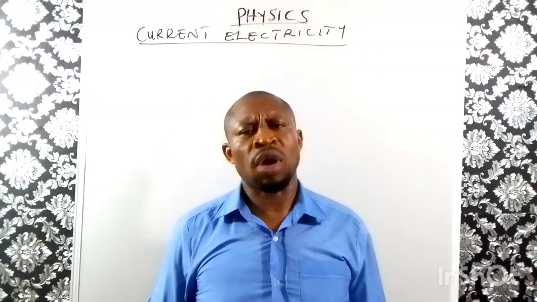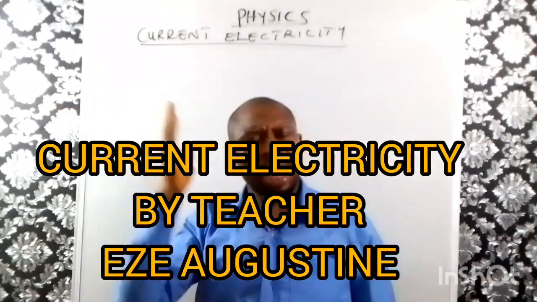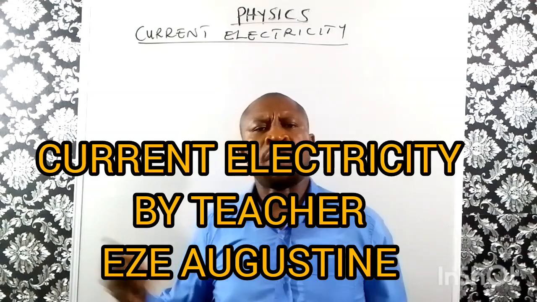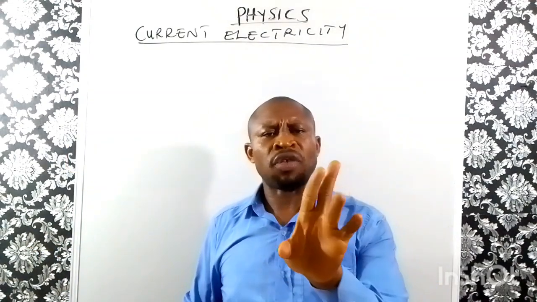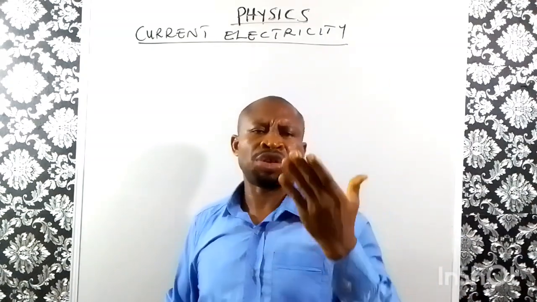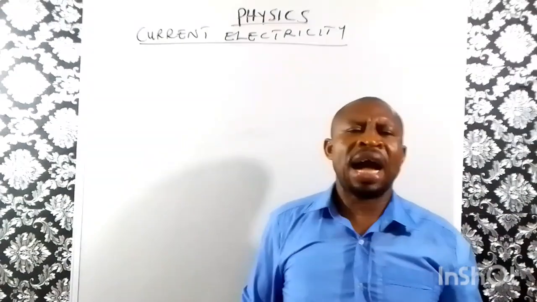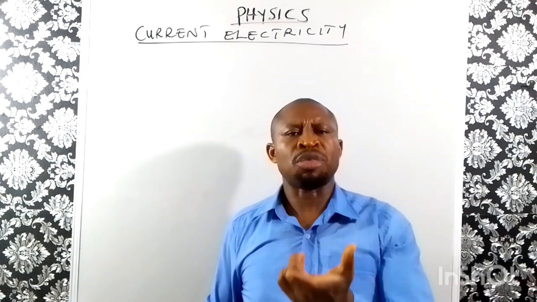Today, I want us to look at the concept of current electricity. Now, we can look at current from two angles, which is a charge. Now, charges could be at rest or it could be in motion.